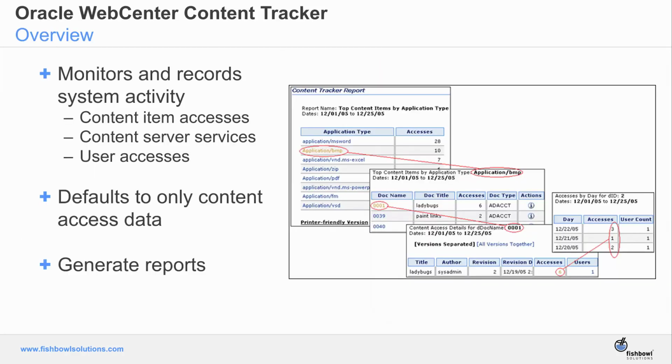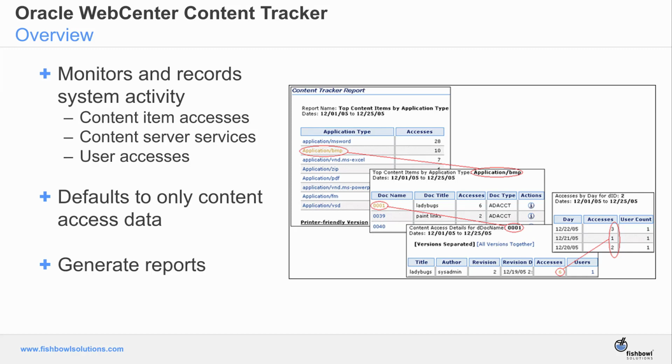Just as a reminder, Oracle WebCenter includes a component called Content Tracker to give you some of these capabilities. This is an optional component, must be enabled. If your organization would like to start using it, you have to enable the component, and then you'll be able to monitor and record various system activity metrics. This includes the content that's being accessed and what services are driving those accesses, as well as the users that are accessing that content.